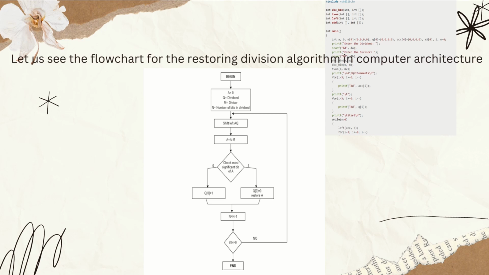For the next step, we have to decrement the value of N by 1. If the value of N becomes 0, then go to the next step. Otherwise, repeat the steps by left shifting the value of A and Q. For the last step, the binary value of the Q register is the quotient and the binary value of the A register is the remainder. Hence, we complete the flowchart.